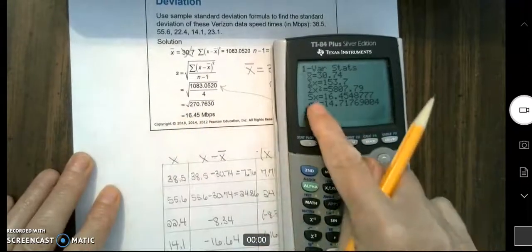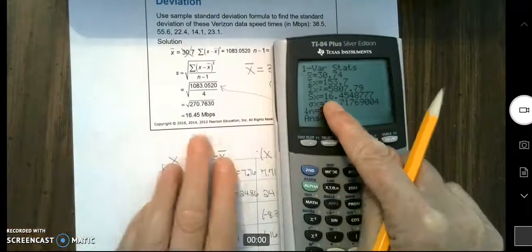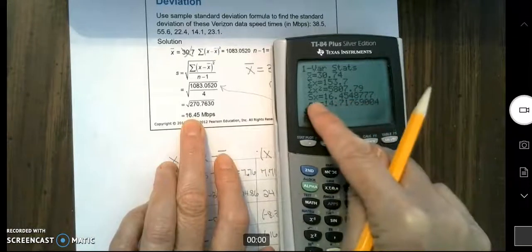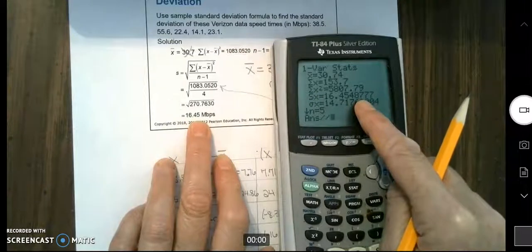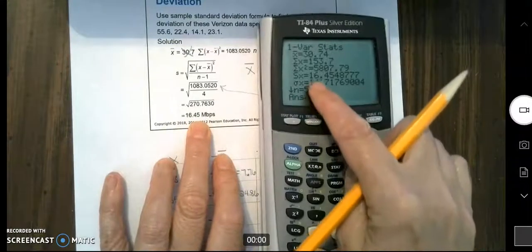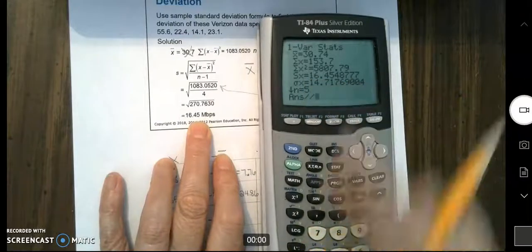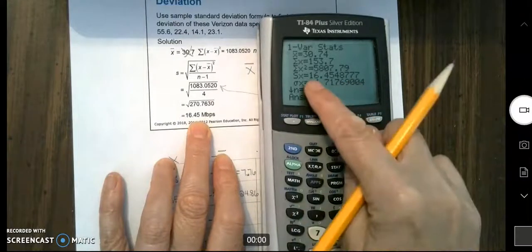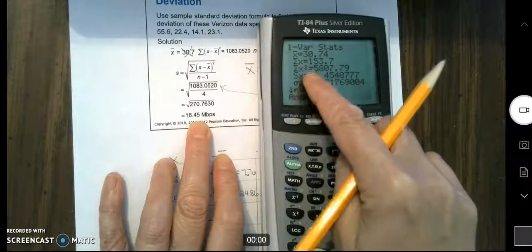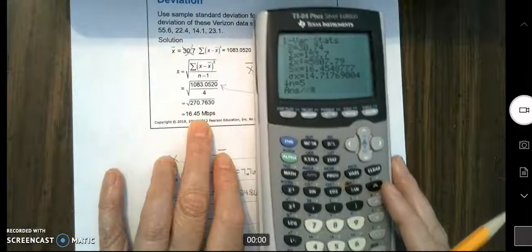To find the variance, I'm going to square the standard deviation. You don't want to square the rounded value. You want to square the whole entire thing. So make sure you don't round just 16.45 and square it. Make sure you take the whole thing. There are 2 ways to do that. Either you can punch this whole thing in and square it, or you can pull up Sx and square that result. I'm going to show you how to pull up Sx on your calculator.